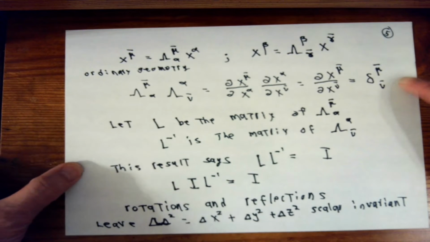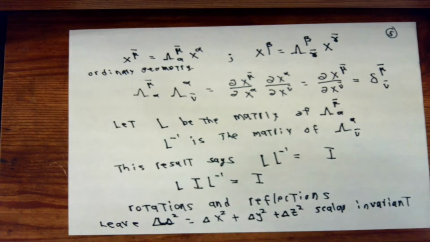These are what are called, in ordinary linear algebra, orthogonal transformations. Physically, they represent rotations and reflections, and these leave the usual Euclidean distance invariant. If O measures the distance between 2 points to be 7, so will O bar.